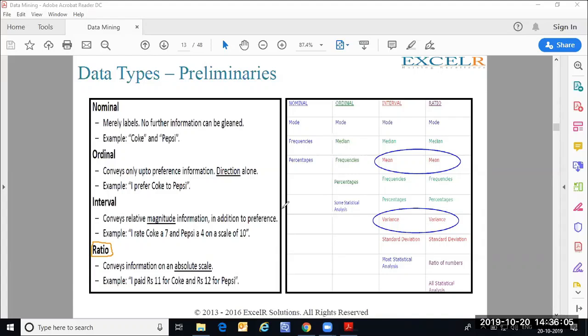If I capture the heights of the students who are part of this classroom, will I be able to compare the heights with anyone who is outside of this classroom? Because the height I'm going to measure using centimeters or feet and inches, which are globally accepted scales. Right? Hence, as we move from nominal to ordinal to interval to ratio, the level of information that we are able to capture from each of these measurement scales would keep increasing.